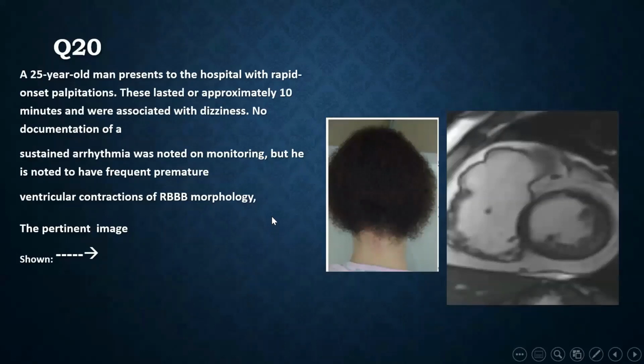So what do you think, Hassan? Yes, this is Naxos syndrome. Naxos syndrome is a right ventricular cardiomyopathy, arrhythmogenic right ventricular dysplasia. Excellent. What are the features here supporting your hypothesis?